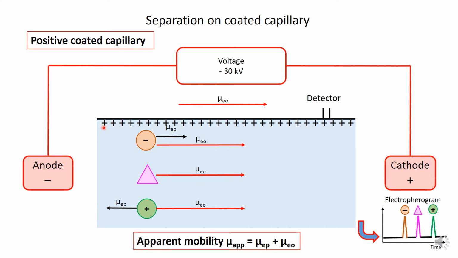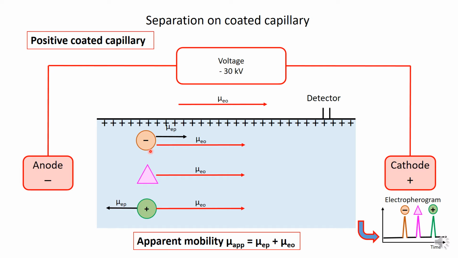So now you see the results of the positive coated capillary. In that case, we have a positive capillary. We obtain a positive surface net charge in the capillary. Then we reverse the electro-osmotic flow. Then to continue to detect the compounds, we need to reverse also the anode and the cathode. And you see now, this is the positive pole here and the anode here.